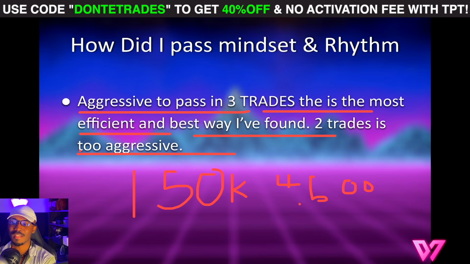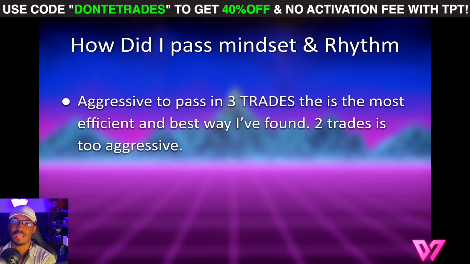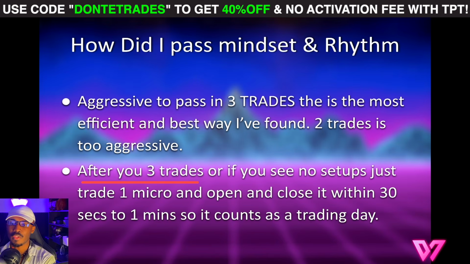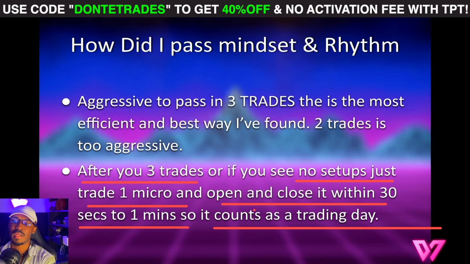So for me, I found, this is a terrible drawing, but I found just risking 1/3 works. So if you do lose that first trade, you can still recover from it. And I found that it's extremely better to be aggressive when it comes to passing these prop firm accounts than trying to pass a prop firm account for weeks or months at a time. Most of the people that I know that are winning with prop firms have a similar strategy. After you take your 3 winning big trades, if you see no setups, I just trade 1 micro and open and close it within 30 seconds to a minute, so it counts as a trading day. Now let me actually break this strategy down for you.